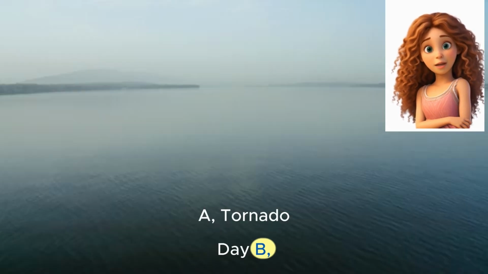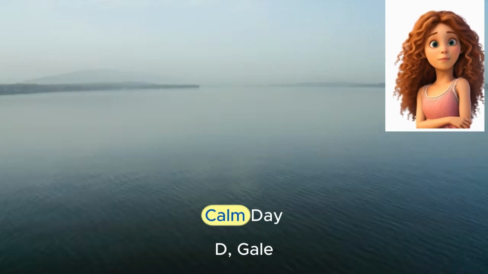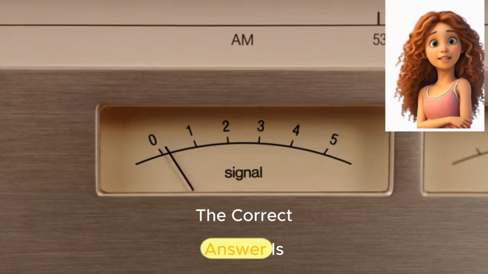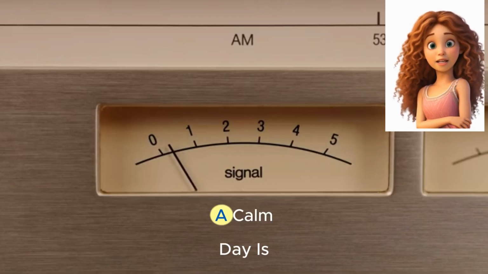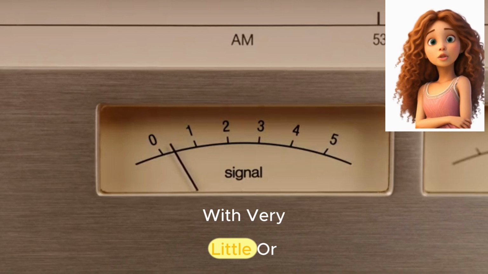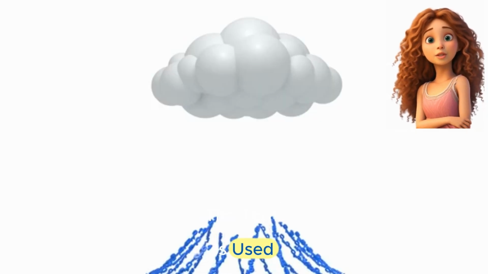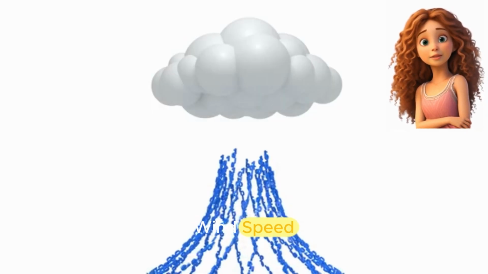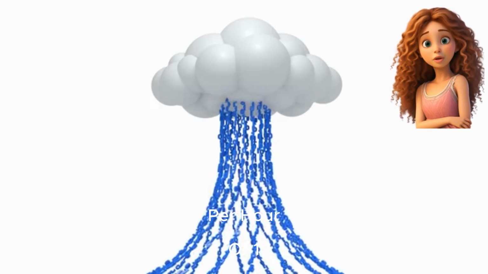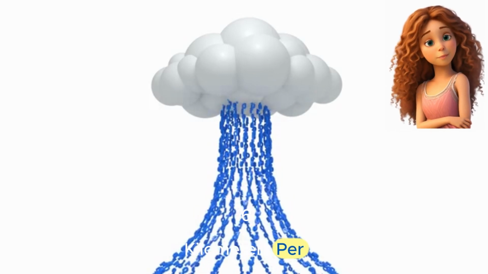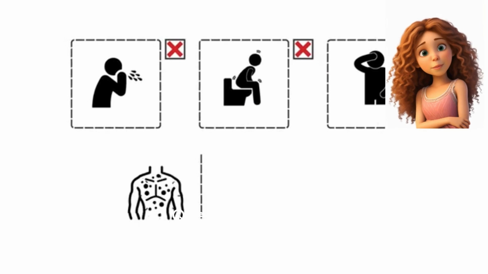A. Tornado day. B. Hurricane day. C. Calm day. D. Gale day. The correct answer is C. Calm day. A calm day is a day with very little or no wind. The term is used to describe a day with a wind speed of less than 1 mile per hour or 1.6 kilometers per hour.